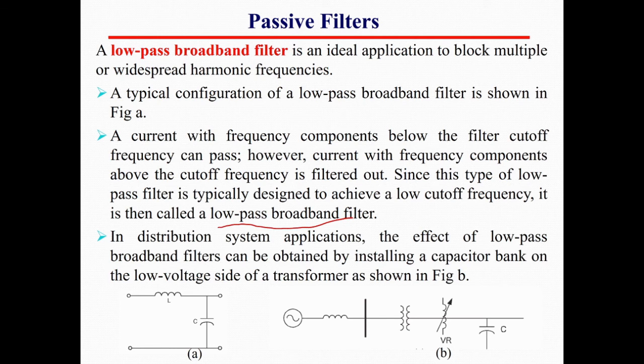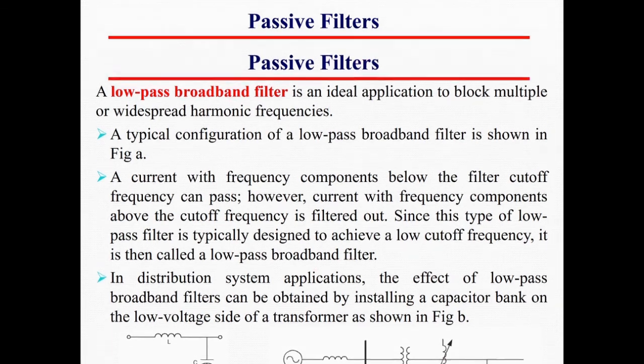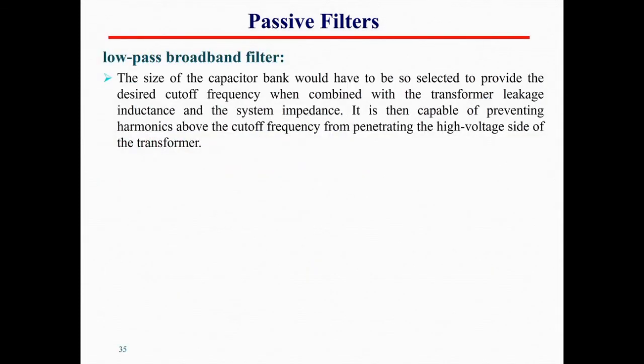In distribution system applications, the effect of a low-pass filter can be obtained by installing a capacitor bank on the low voltage side of the transformer. The size of the capacitor bank would have to be selected to provide the desired cutoff frequency when combined with the transformer leakage inductance and the system impedance. It is then capable of preventing harmonics above the cutoff from penetrating the high voltage side of the transformer.